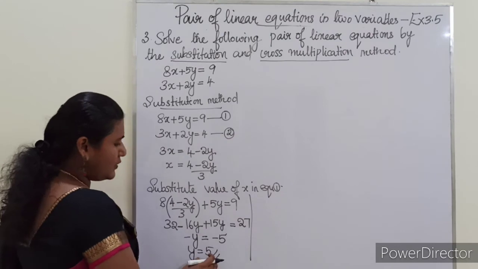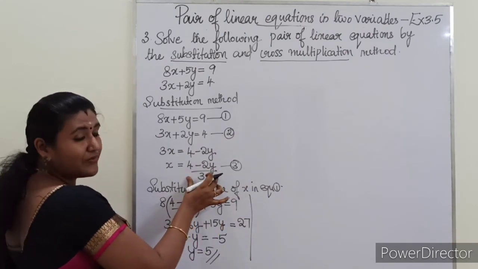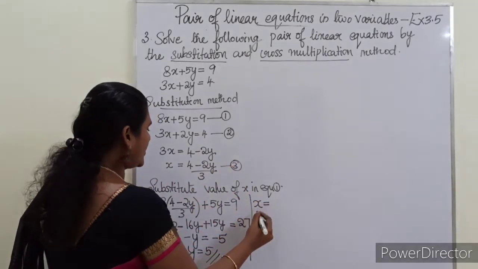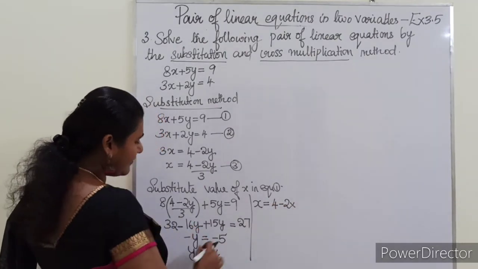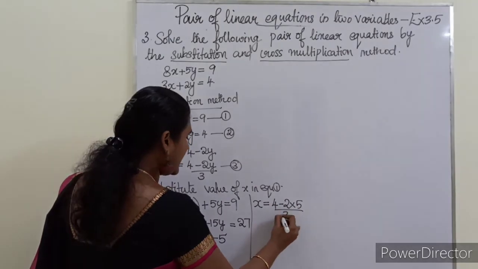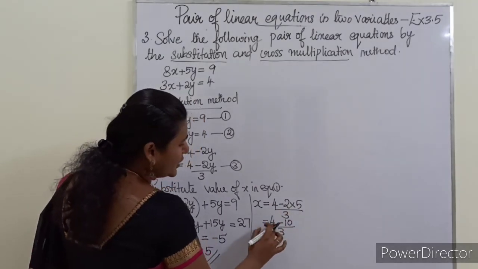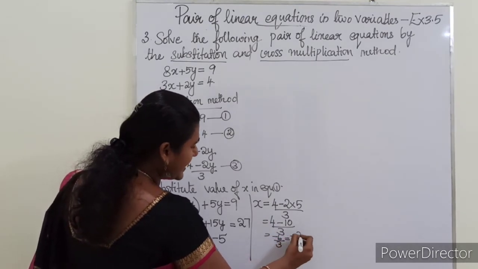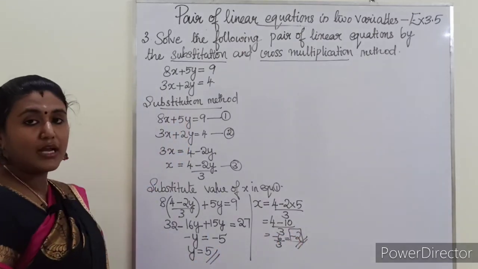So this value of y we will substitute in equation number 3. So this we will name as equation number 3. So we will get x is equal to 4 minus 2 into 5, we got the value of y as 5, so 2 into 5, by 3. That is 4 minus 10 by 3, which is equal to minus 6 by 3. That is minus 2. So the value of x we got as minus 2 and the value of y we got as 5.